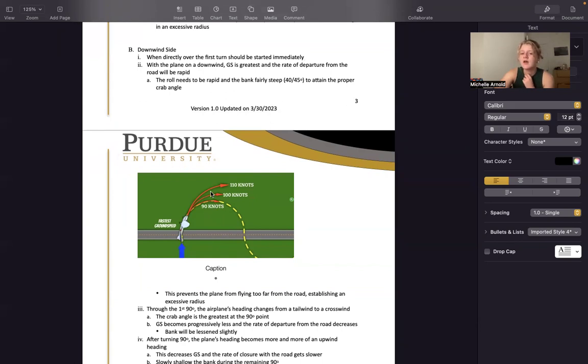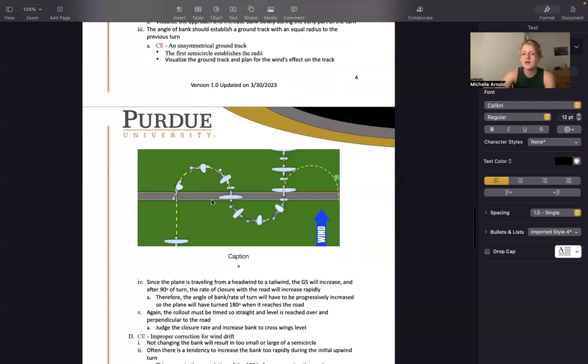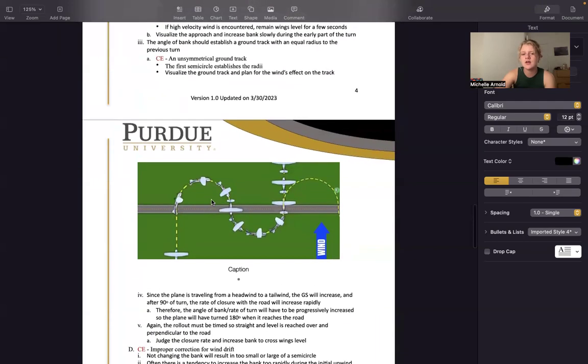But then once you get to 90 degrees into the turn, so where my mouse is right here, that's when you want to start shallowing the bank, because now you're coming onto a headwind and your ground speed is going to be a lot slower, so you want to shallow the bank. And I have a picture here that shows that pretty well. So you got the really steep turn here, and then you start shallowing it out here.